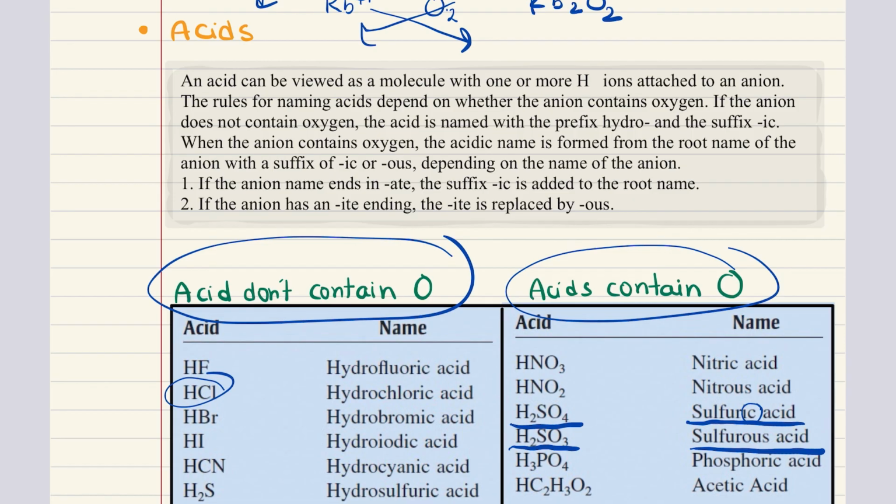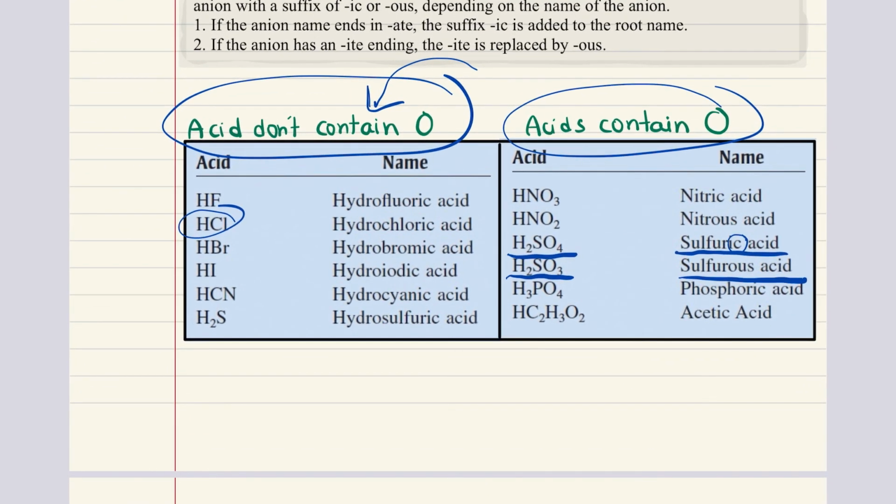First thing you want to decide is, well, is there oxygen or is there not oxygen? If the acid doesn't contain oxygen, then you follow the rules for that. You use the prefix hydro and the suffix ic. If your acid does contain oxygen, then you need to figure out if the anion name ends in ate or in ite. If it ends in ate, then what you want to do is make sure that the root name ends in ic. And if it ends in ite, then that's replaced with ous. And there you have it. Those are the rules for naming acids.